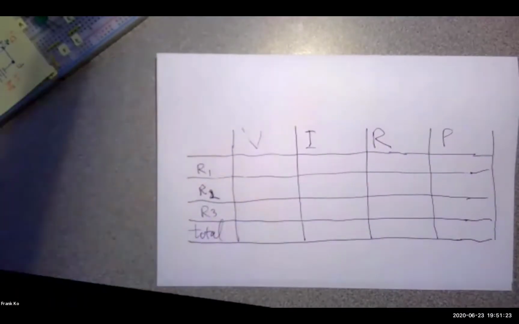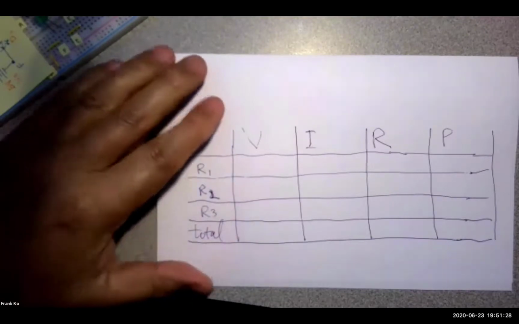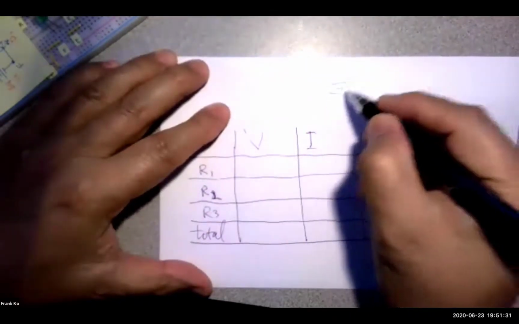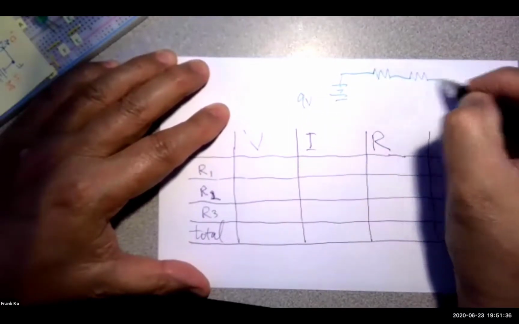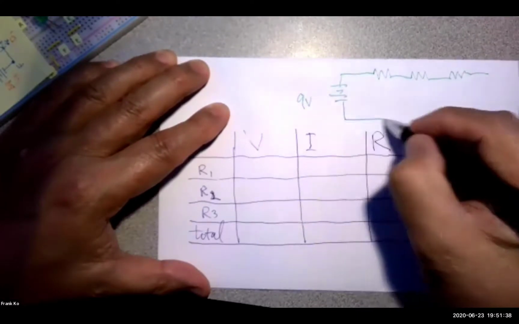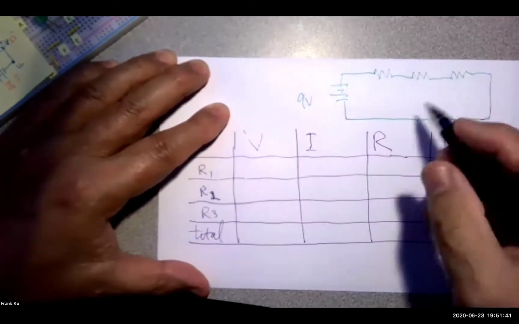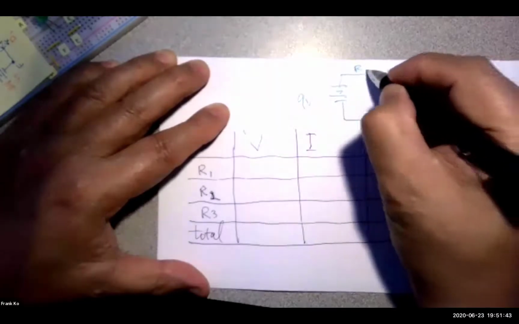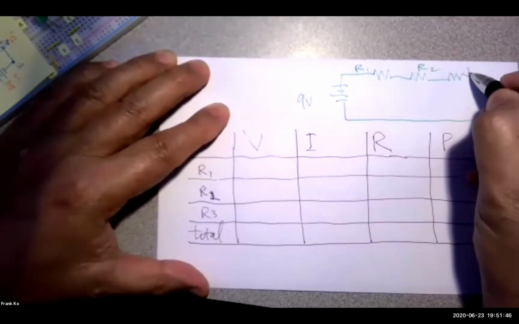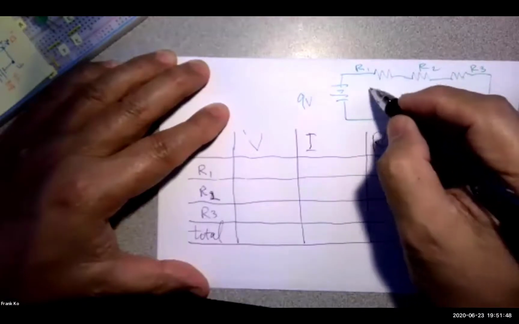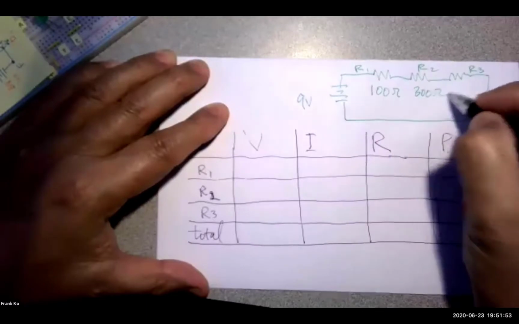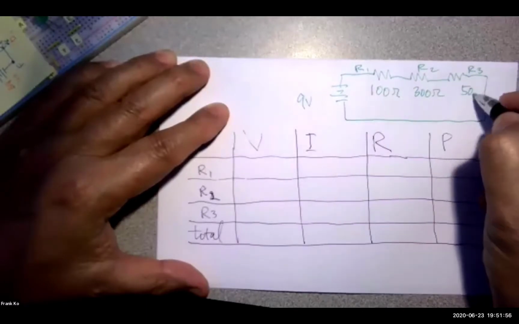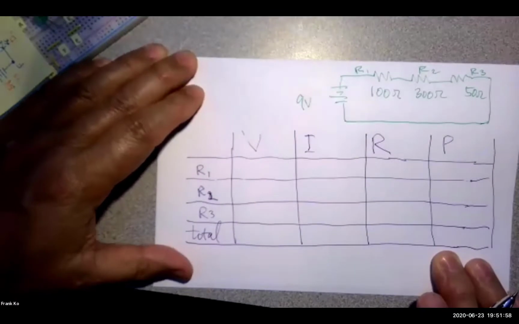And the schematic that we had to play with was a 9-volt source. This is really crude because I'm doing this very quickly. I have an R1, an R2, and an R3: 100 ohms, 300 ohms, and 50 ohms. Give you a moment to catch up.